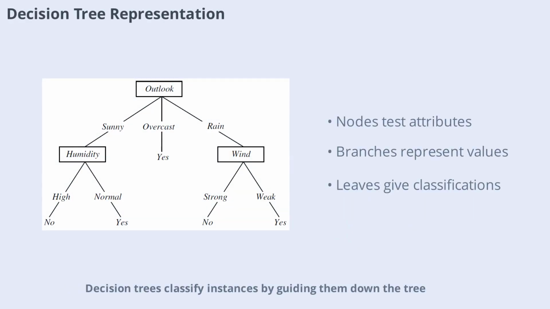Decision trees classify instances by guiding them down the tree, starting at the root and moving through nodes based on attribute tests. Each node represents a question about an attribute, and each branch corresponds to a possible answer. As you follow the branches, you eventually reach a leaf node that provides the final classification. This structure makes decision trees easy to interpret and visualize, which is why they're so popular in both academic and real-world applications. Let's look at how a typical decision tree is structured and how it sorts data step by step.